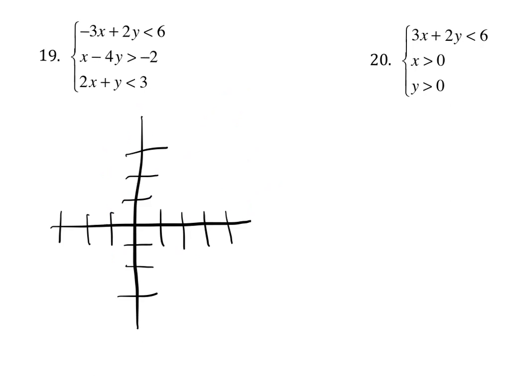For number 19, in the first equation, if we cover up the y's, we'll have an x-intercept at -2. If we cover up the x, we'll have a y-intercept at 3. And this will be a dotted line, since it is strictly less than. And again, we can plug in the point 0, 0, and 0 plus 0 is less than 6. So that holds true. So we would want to shade below.